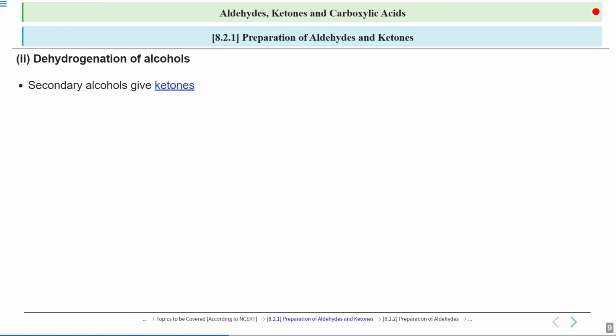Now we will see secondary alcohol gives ketone. So secondary alcohols undergo dehydrogenation and they form ketone. If you see, this is a secondary alcohol because this carbon is further connected by two carbons. And when you treat it with copper, you get a ketone over here.